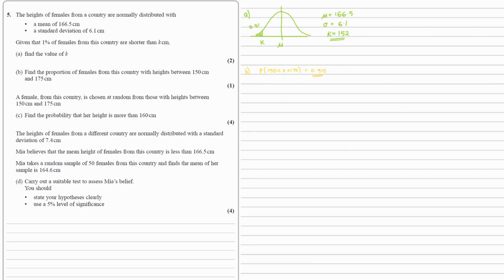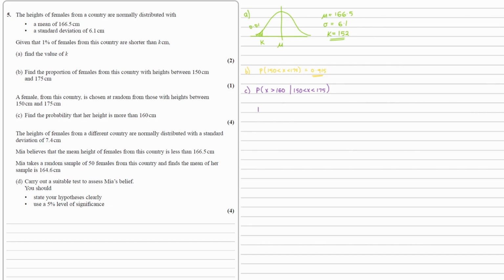The next part says, a female from this country is chosen at random from those with heights between 150 centimeters and 175 centimeters. Part C, find the probability that her height is more than 160 centimeters. So for part C, we are looking for the probability that the female chosen will have a height greater than 160 centimeters, given that we are only choosing from those which have a height between 150 and 175.